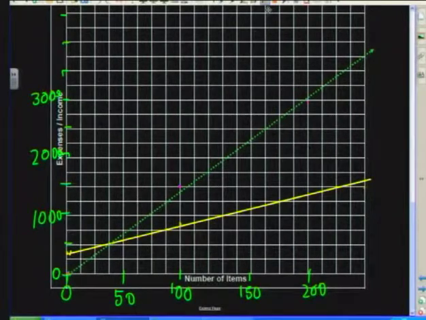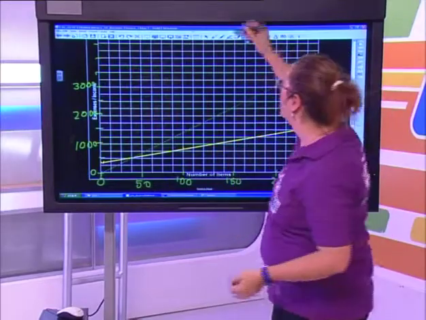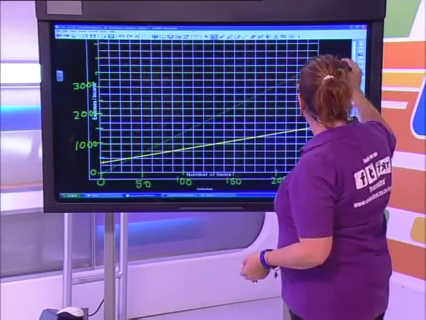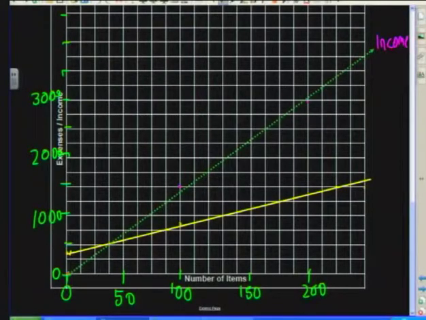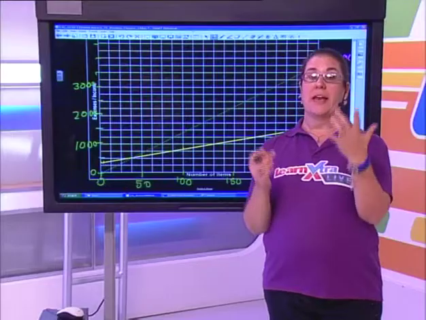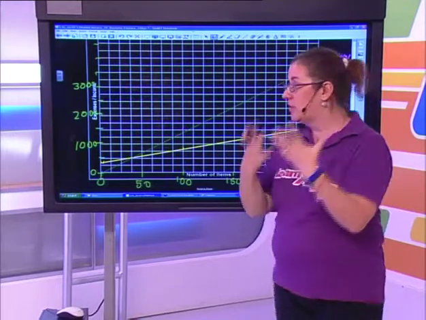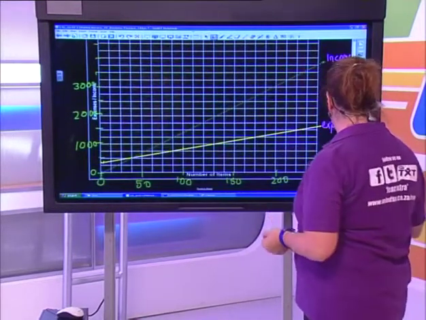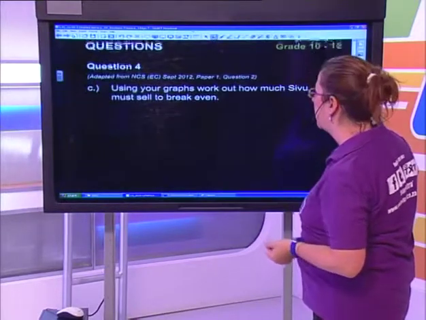Now, don't forget to label your axes. So let's label these. This was our income, and that was the expense. Normally, they actually give you a mark allocation for labeling. This makes it easier to see. Right. We've drawn our graph. Let's move on to the next part of the question.